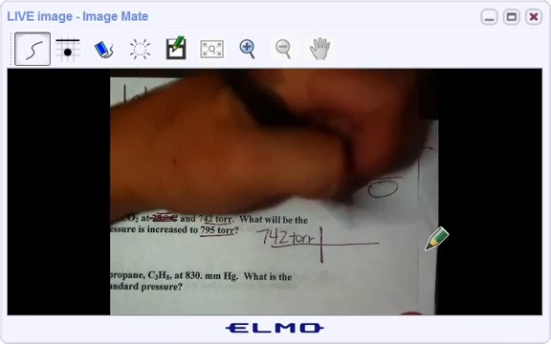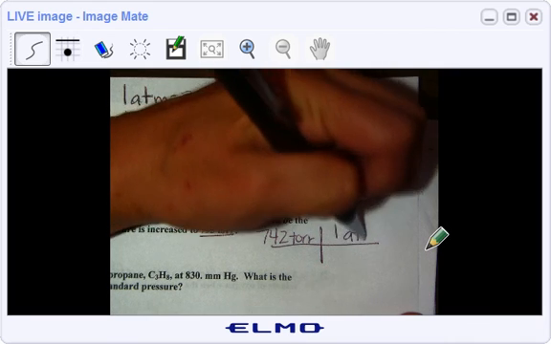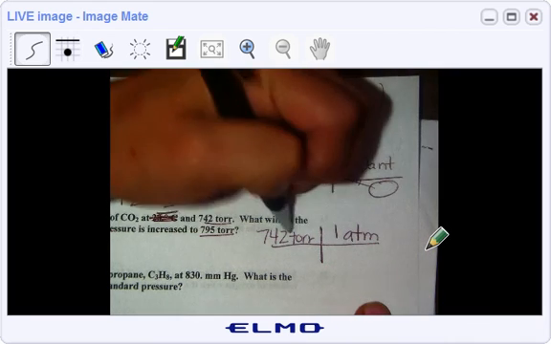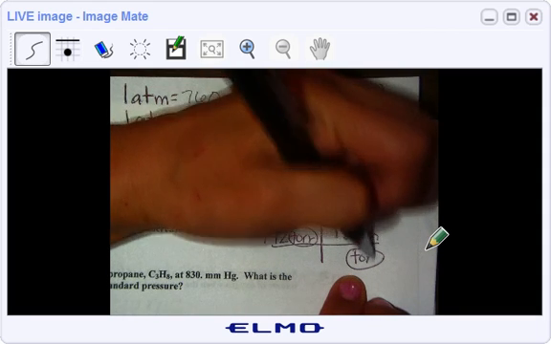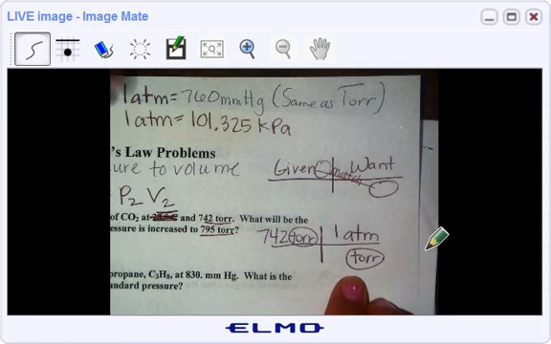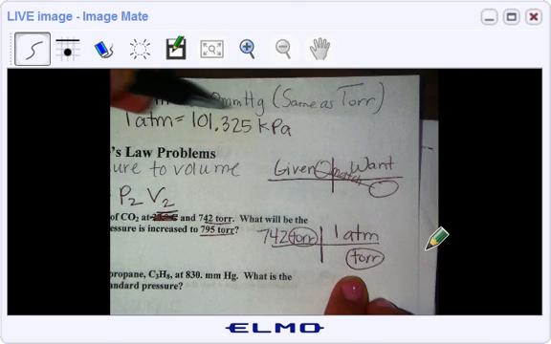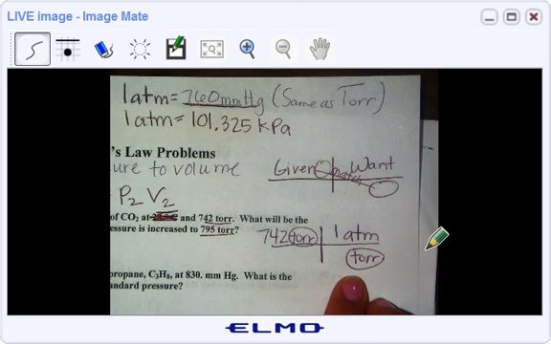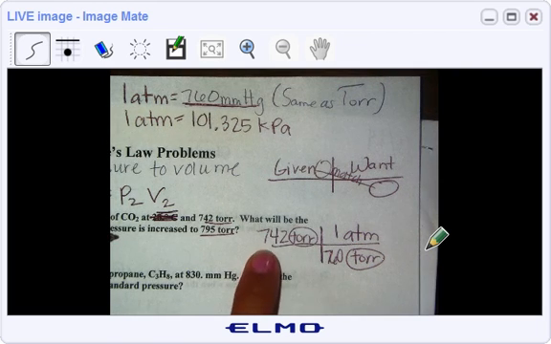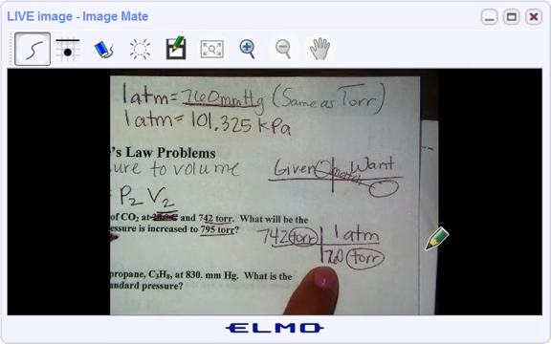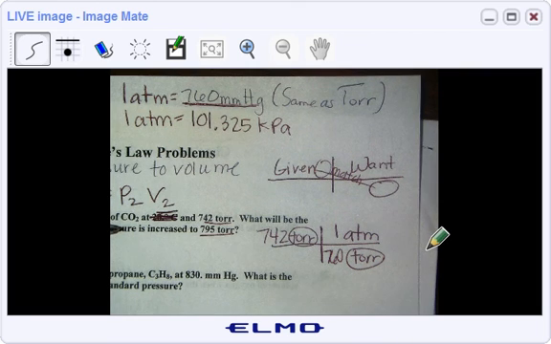And what do I want? 1 ATM. These units have to match. So I know this is going to be torr. And I'm going to use this number. This is the conversion unit. 742 and 760. Am I going to multiply or divide these? Yes. So 742 divided by 760. 0.97.